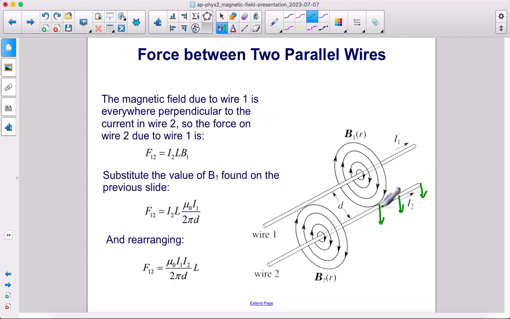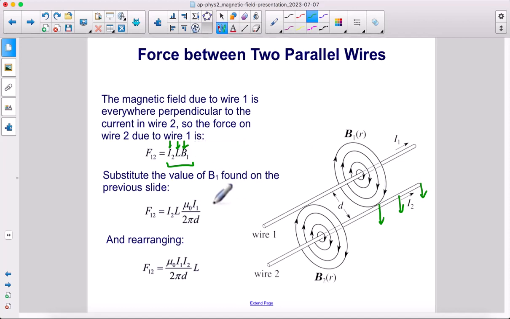So the force on wire 2 due to wire 1, we're going to use that ILB equation. Remember the force exerted on a current carrying wire? Now in ILB, the current is the current going through the wire that's feeling the force. So the amount of current flowing through I2 is going to be what is included in this equation. The force on wire 2 has to do with the current in wire 2, the length of wire 2, which happens to be the same as the length of wire 1, and it's due to the magnetic field created by wire 1, which is why we have B sub 1. That's what's exerting the force.